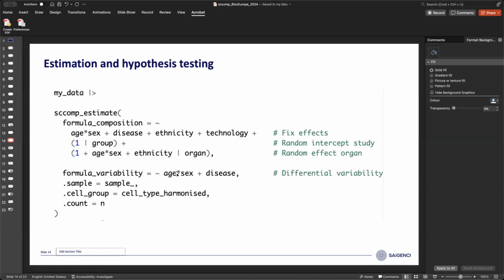Yes, for variability you need a lot of data. It's much harder to estimate differences in variability, so I would not make the variability model that complex.